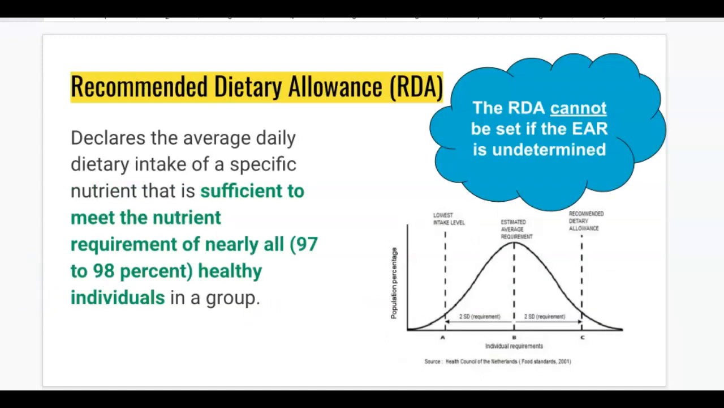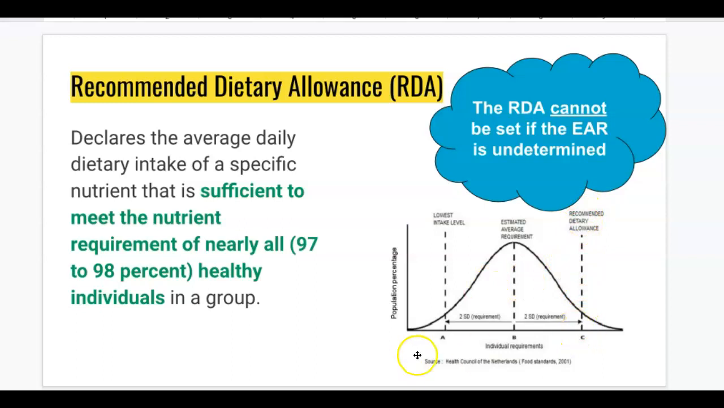The RDA, or recommended dietary allowance, is another category of the DRI. What the RDA is, it declares the average daily dietary intake of a specific nutrient that is sufficient to meet the nutrient requirements of nearly all, so 97 to 98% of healthy individuals in a group. So what you see here is the same chart that I showed you just a second ago on the slide for EAR, but we have the RDA over here.